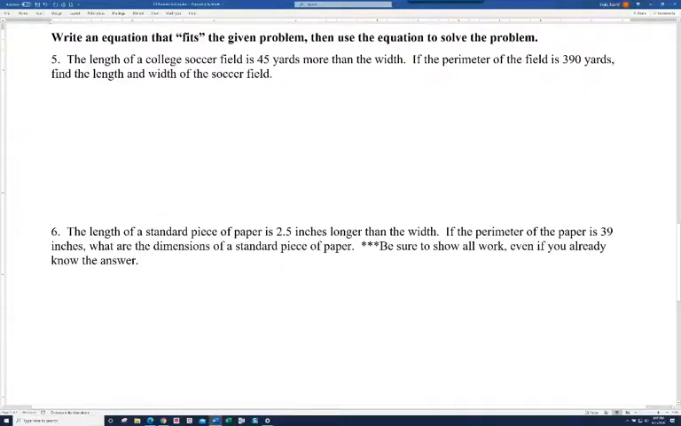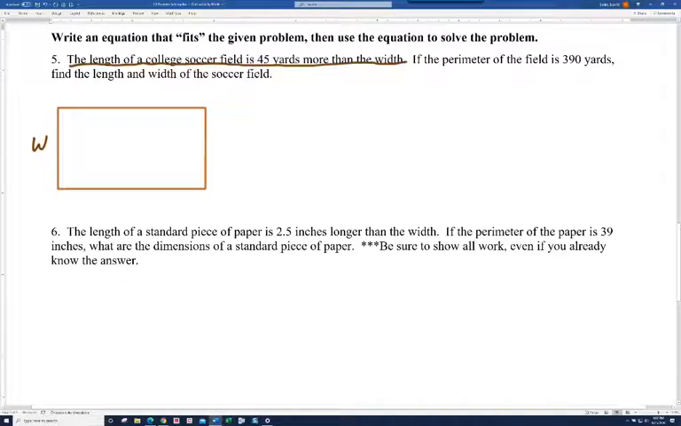All right, let's go ahead and get started on solving these problems here. So first of all, write an equation that fits the given problem, then use the equation to solve the problem. On number 5 here, it says the length of a college soccer field is 45 yards more than the width. If the perimeter of the field is 390 yards, find the length and width of the soccer field. Well, let's see, we're dealing with a soccer field, so it'd be a good idea to maybe have a picture. Remember, we like to call the shorter side the width.